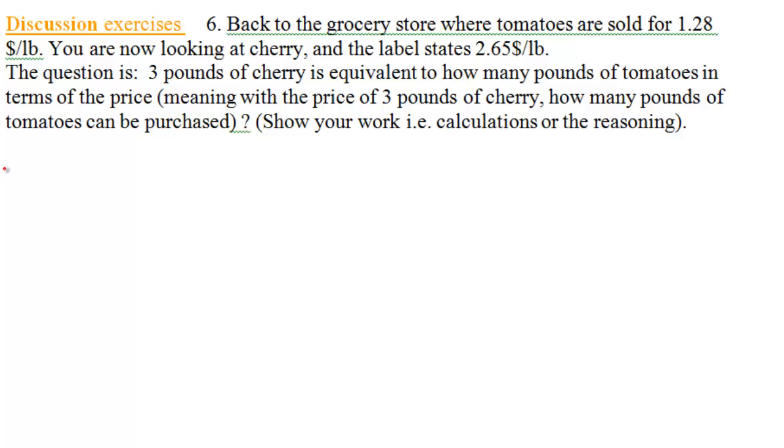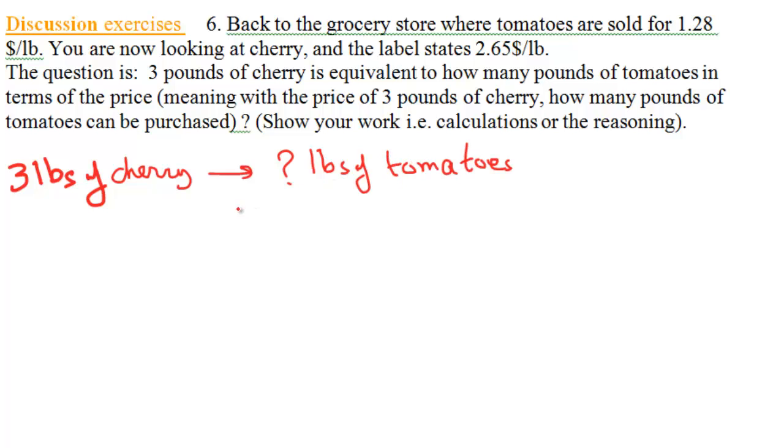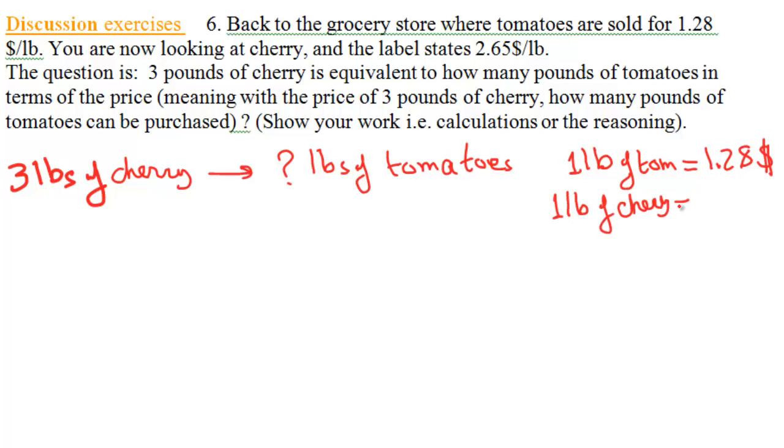Here we are asked to convert 3 pounds of cherry to pounds of tomatoes. Now as you see here, we don't have a direct relation between pounds of cherry and pounds of tomato, but we have an intermediate unit, dollar. Dollar is related to both. $1.28 is equivalent to 1 pound of tomatoes and $2.65 is equivalent to 1 pound of cherry. So we have those conversion statements. 1 pound of tomatoes is equivalent to $1.28 and 1 pound of cherry is equivalent to $2.65. So dollar here is the intermediate unit.